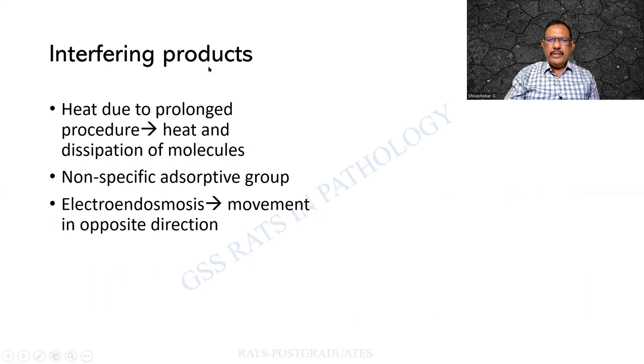And what is the interference? Interference can be because of heat. Too much heat will lead to dissipation of the molecules. Therefore, the study will not be perfect. Non-specific adsorption: it has to be specific to that particular band so that it gets adsorbed at that particular region. Electroendosmosis: there is a movement in the opposite direction. Usually it has to be towards the positive or the negative. But when it moves in the opposite direction, it is called electroendosmosis.